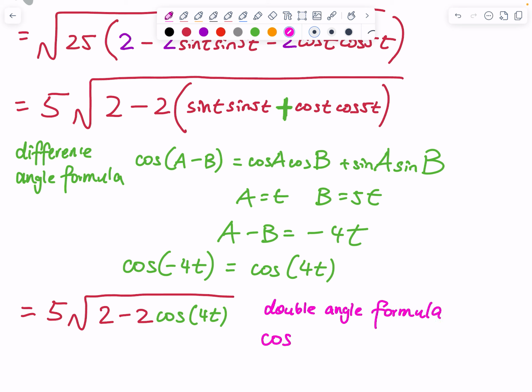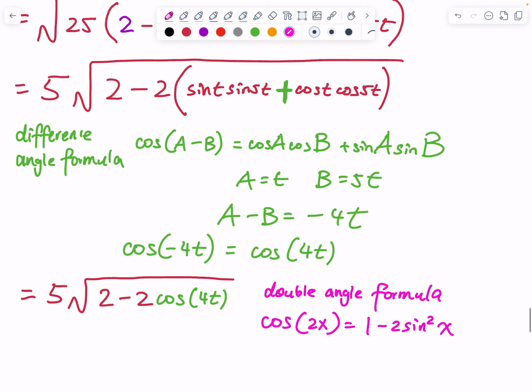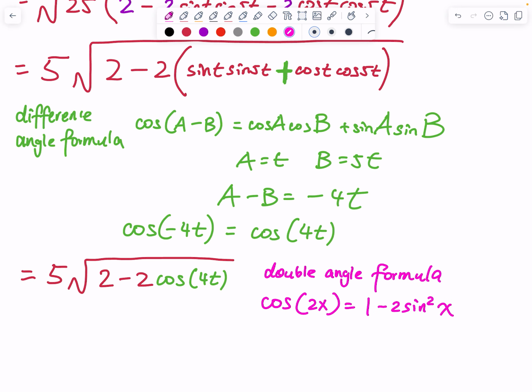Okay, I have cosine 2x equals 1 minus 2 sine square x. And then why are we using this? Because this one has a square. There is a good chance that using this one, I can get rid of the 2 and the minus 2. And then they have a 4t.